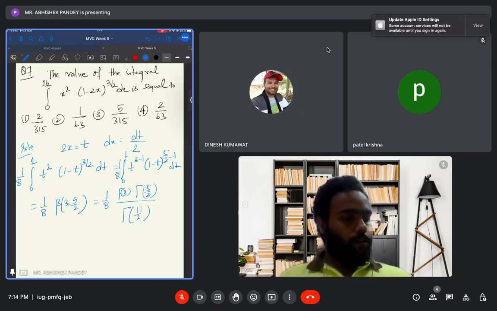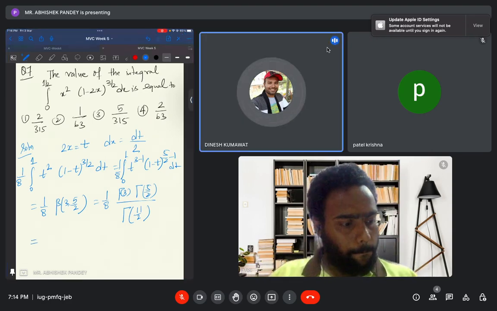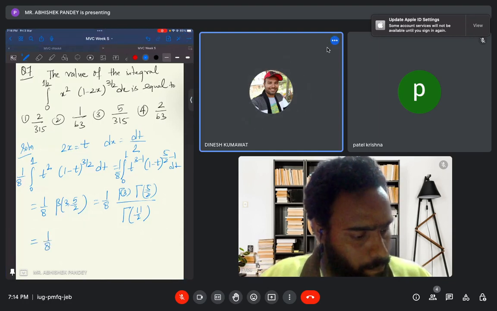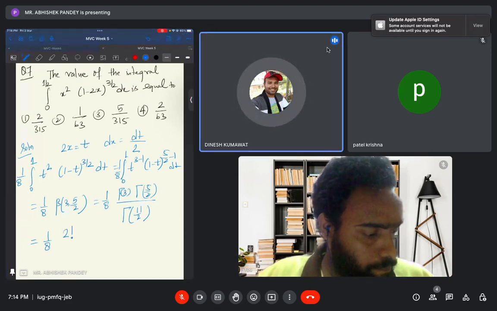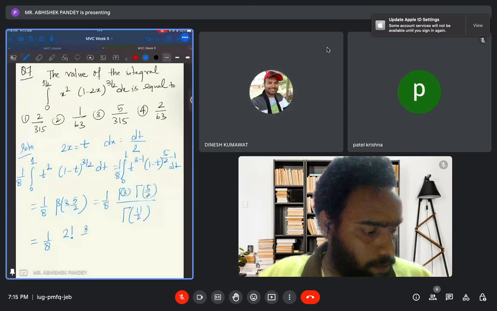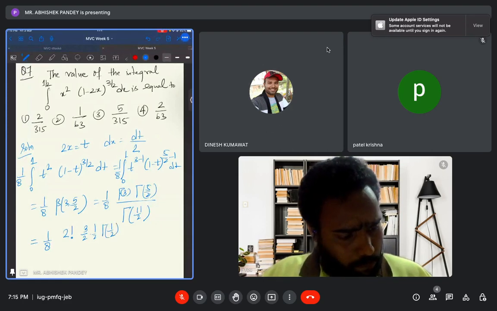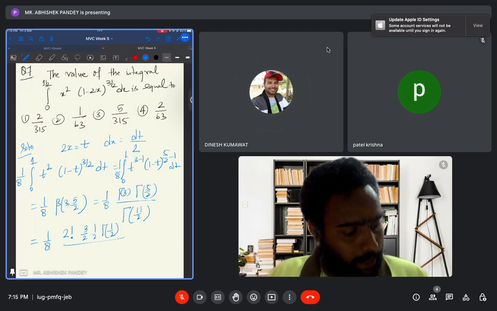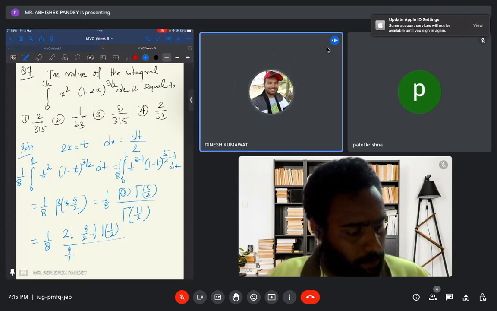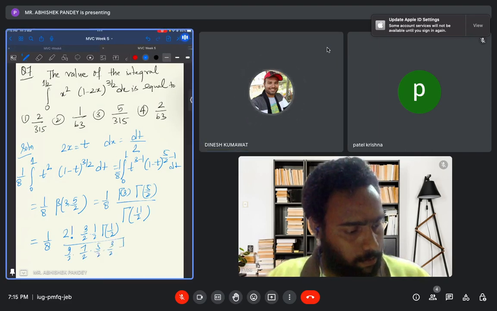Okay, now again this we need to calculate. What will be this one? 1 by 8 into 2 factorial, and gamma of 5 by 2, this is 3 by 2 into 1 by 2 into gamma of half. Gamma half is what? Root pi. This is again 9 by 2, 7 by 2, 5 by 2, 3 by 2, 1 by 2, gamma.